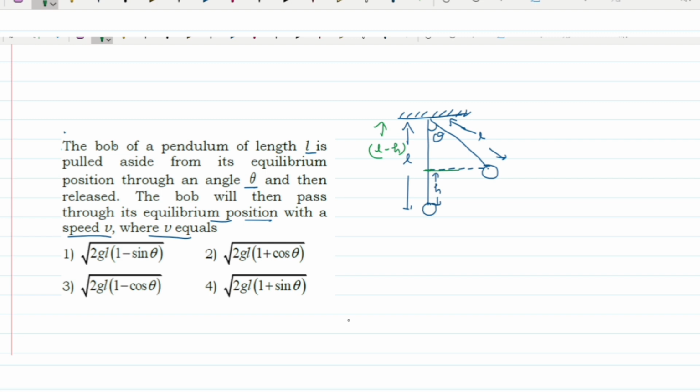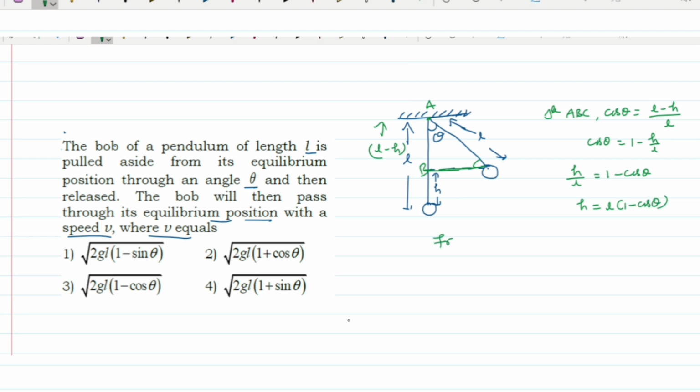So from this triangle, let us take ABC as the triangle. From triangle ABC, cos theta is the adjacent side by the hypotenuse. The adjacent side is L minus h, and the hypotenuse is L. So cos theta equals 1 minus h by L, then h by L equals 1 minus cos theta, which is nothing but h equals L into 1 minus cos theta.